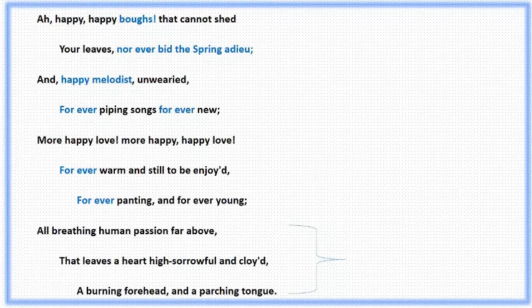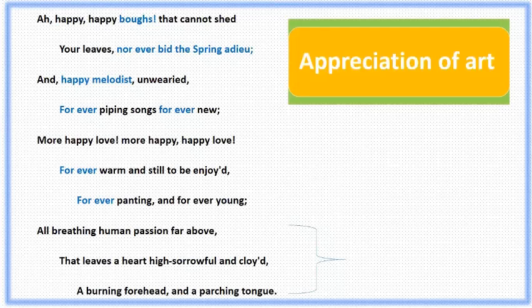The theme of eternity and immortality of art continues in the third stanza. The boughs are happy forever. There is spring season forever. The melodist is happy forever. He is playing the song forever. It is through the repetition of the phrase forever five times that Keats reinforces the idea of the eternity of art.